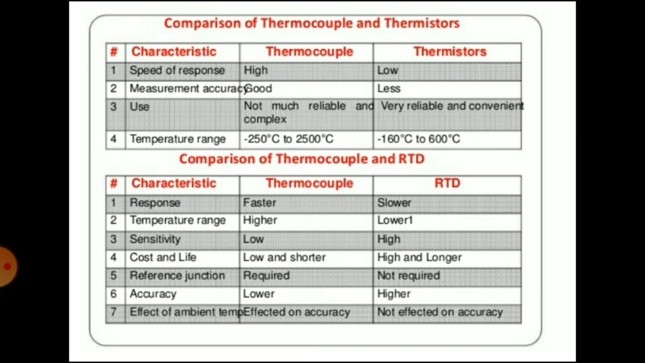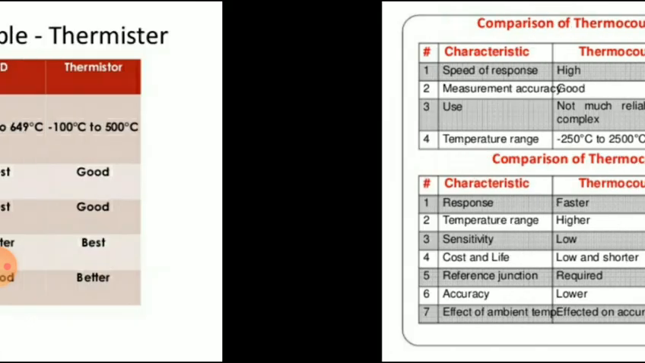Then comparison of thermocouple and RTD. Response is faster in the case of thermocouple and slower in the case of RTD. Temperature range is higher in the case of thermocouple and lower in the case of RTD. Sensitivity is low in the case of thermocouple and high in the case of RTD. Then cost and life are low and shorter in the case of thermocouple, and high and longer in the case of RTD, and the other characteristics are given.